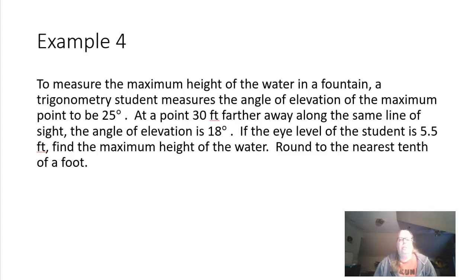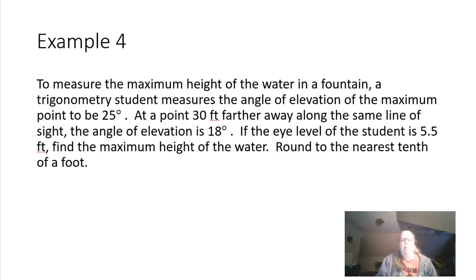Example 4: to measure the maximum height of the water in a fountain, a trigonometry student measures the angle of elevation of the maximum point to be 25 degrees. At a point 30 feet farther away along the same line of sight, the angle of elevation is 18 degrees. If the eye level of the student is 5.5 feet, find the maximum height of the water and round to the nearest tenth of a foot.